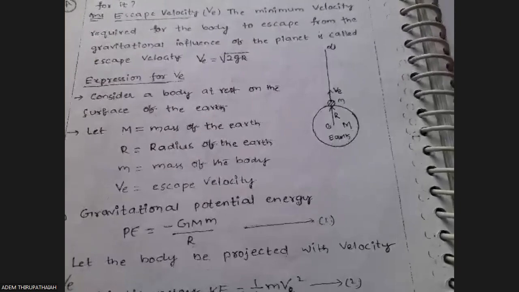Simply, consider a body at rest on the surface of the earth. Let capital M be the mass of the earth, capital R the radius of the earth, small m the mass of the body, and v the escape velocity.